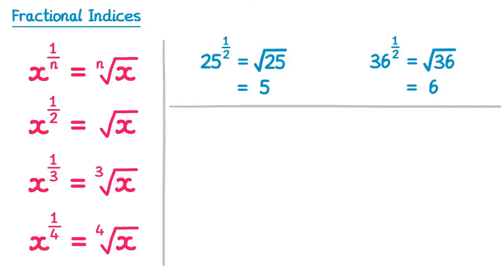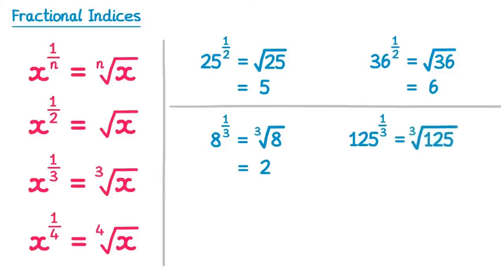And what about some with a power third? Well, 8 to the power 1/3 means we do the cube root of 8, so we're looking for the number we multiply 3 times to get 8, and that's 2, since 2 times 2 times 2 is 8. And how about 125 to the power 1/3? Well, again we do the cube root. So we're looking for the number we multiply 3 times to get 125, and that's 5. 5 times 5 times 5 is 125.